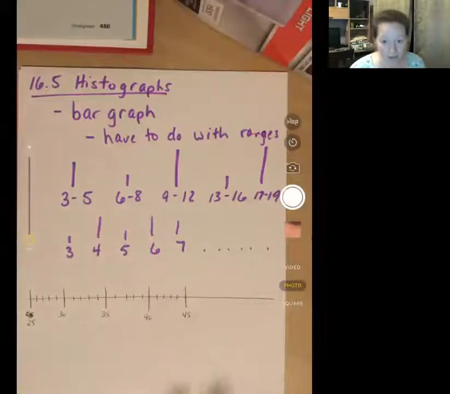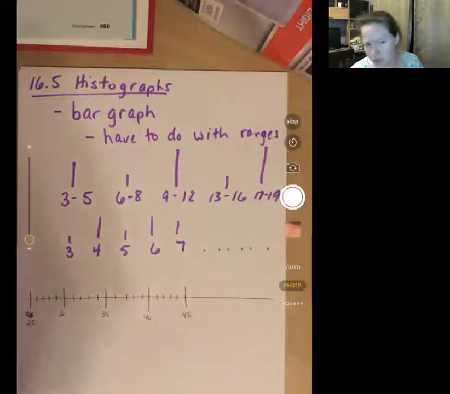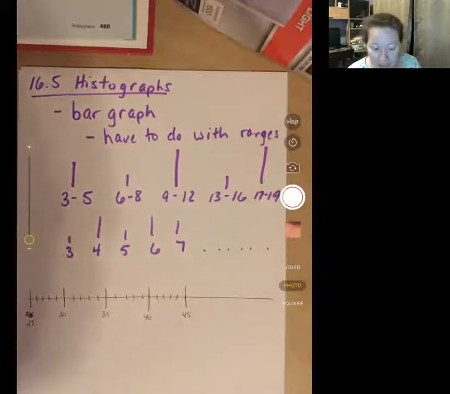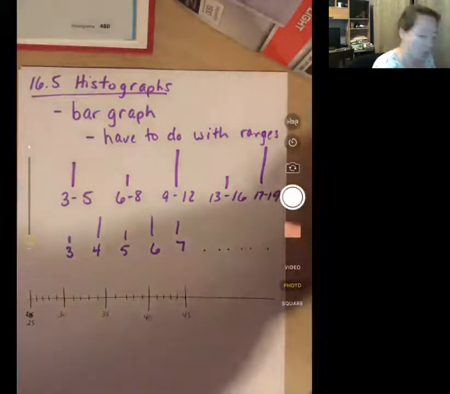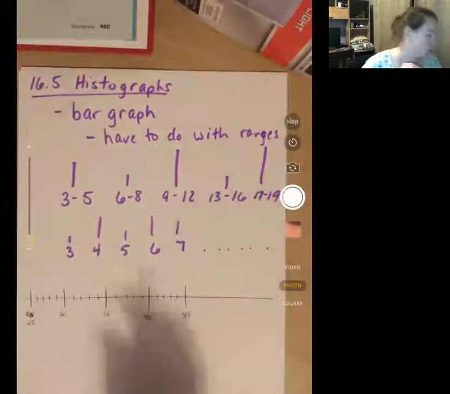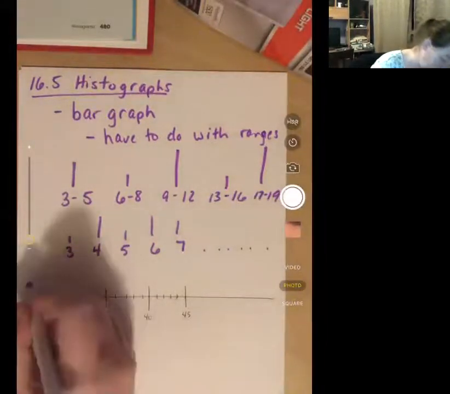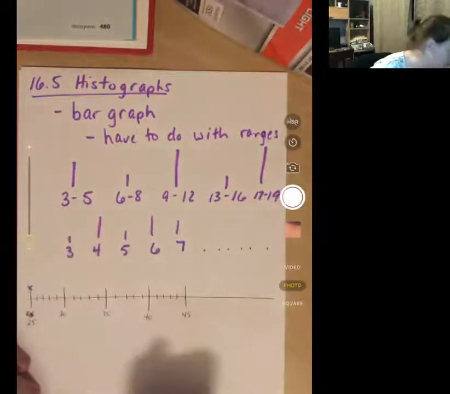Okay, so there's a number line. I wrote it in pen. I hope you can read it. I decided I was not going to mark every single line like your book did. I only marked every 5, but I do have all of the lines there. So we have our data, which we can then put in. And I have 25. I'm going to put an X there.